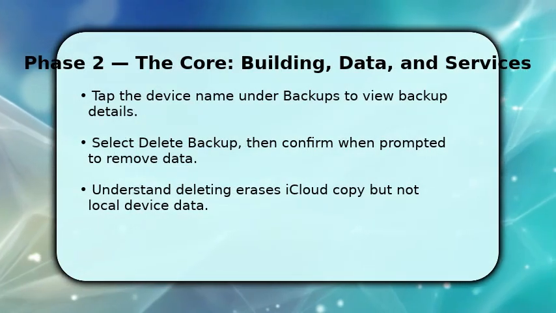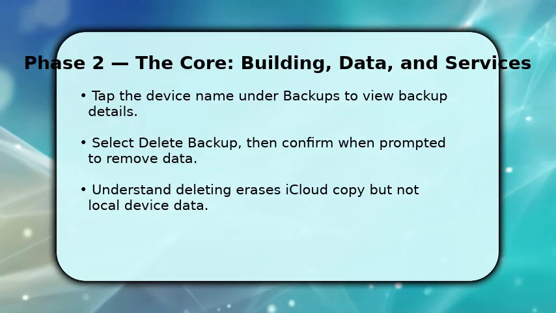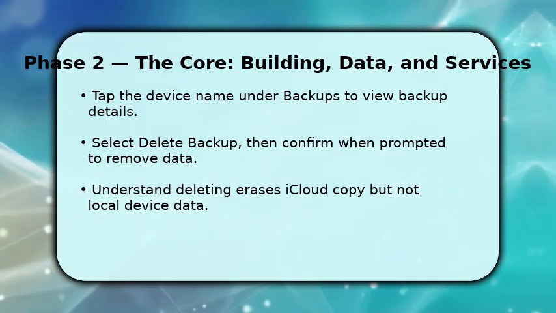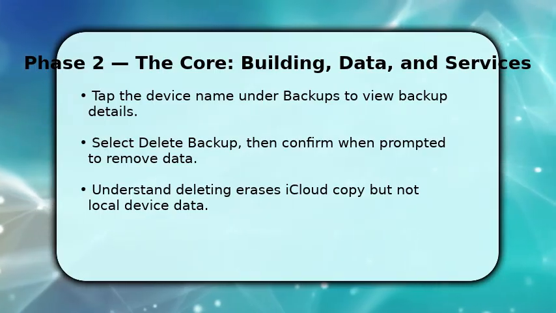Now that you've selected the specific iPhone backup, tap the device entry to open details. Scroll to the bottom and tap Delete Backup, then confirm Delete again. This permanently removes the iCloud copy.